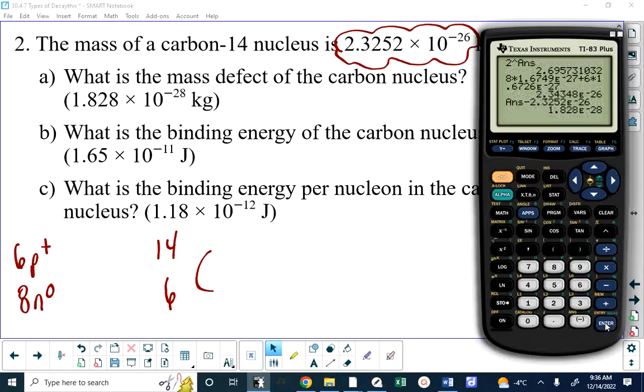Have I answered your question? Okay. You would then multiply by the speed of light squared, because E equals mc squared, to get the binding energy, but you're okay with that now? Okay. Any other questions? Ian?